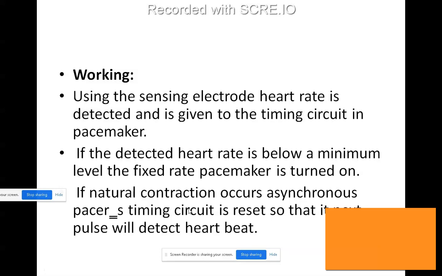So if the detected heart rate is very low, that means lower than the normal heart rate, you will turn on your pacemaker. Then that pacemaker will provide the heart pulse to the heart.